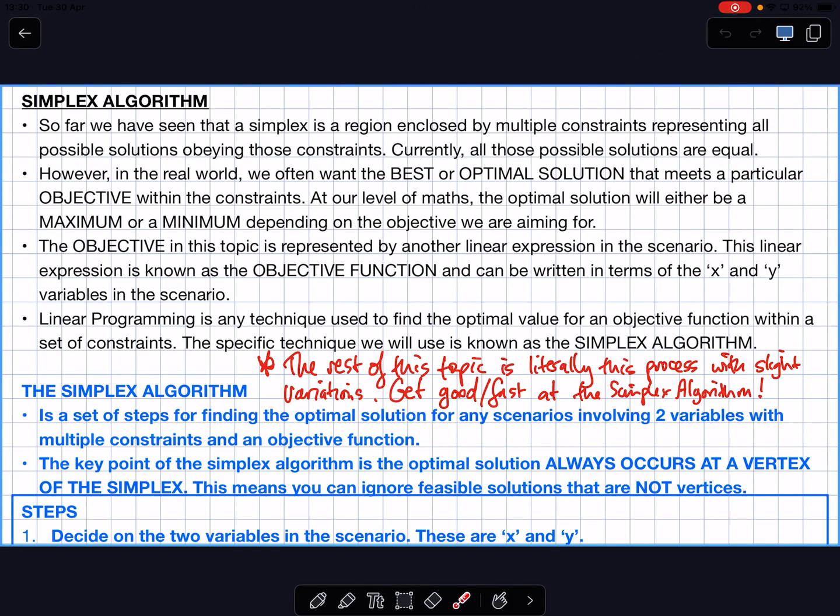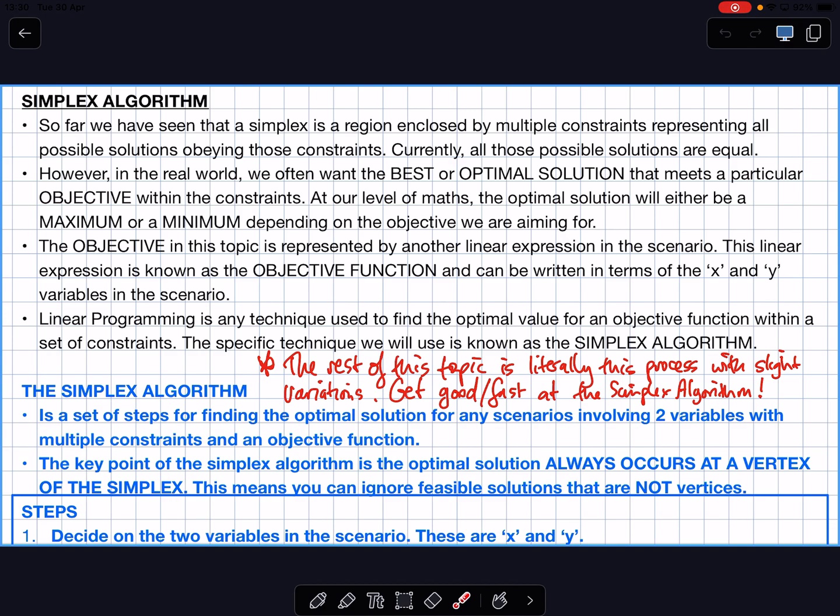Okay, if you've been doing that homework that we agreed to, I've got a recording of that. So far, you should have seen that a simplex is a region, so a little coloured in area on a graph, not just lines. And we colour that region in because we have multiple constraints, multiple lines enclosing a particular shape on a Cartesian plane.